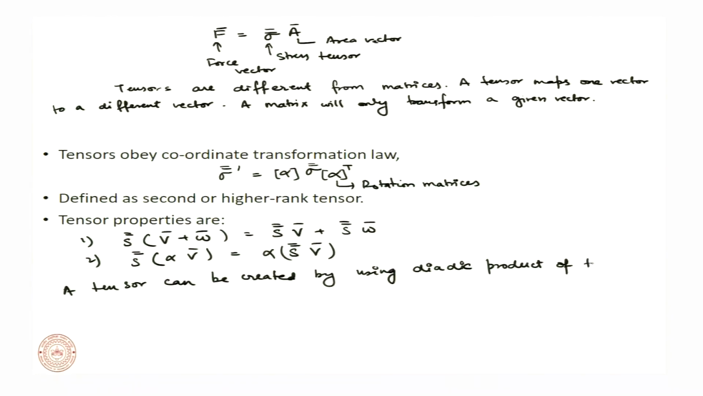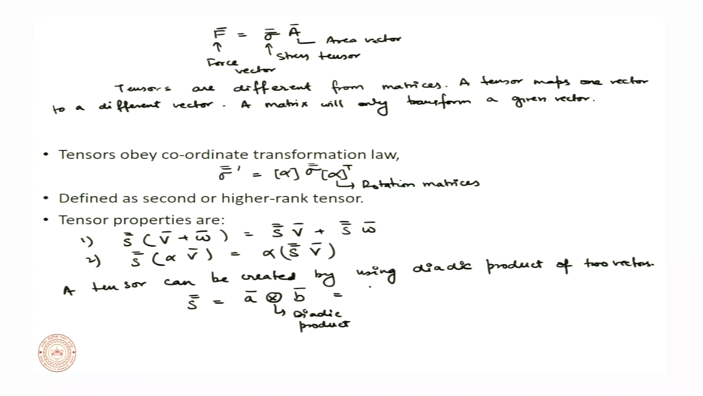Product of two vectors. So what I mean by that is, say S tensor is made up of A vector and B vector, given by this dyadic product.